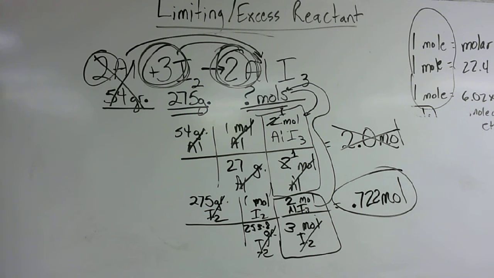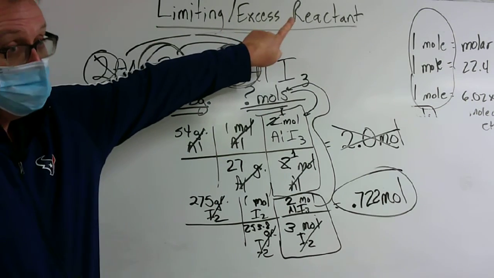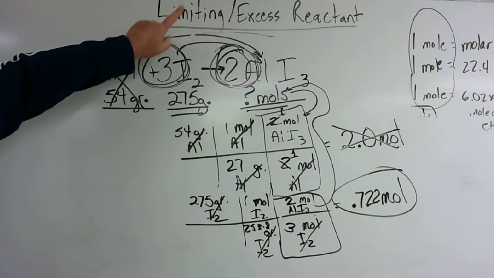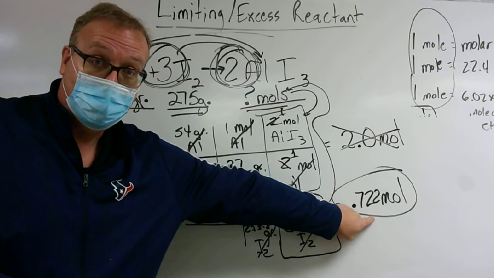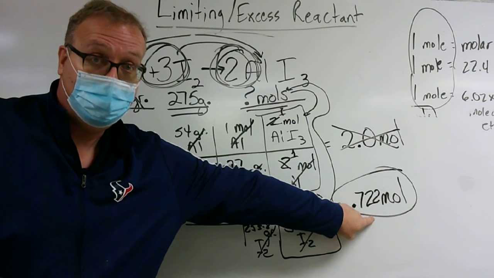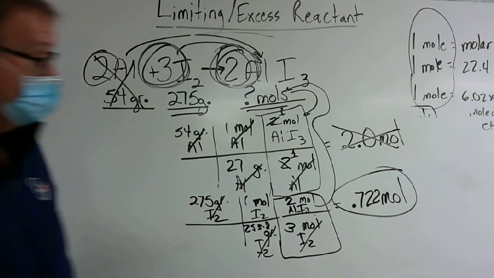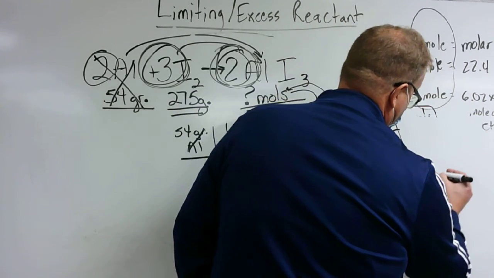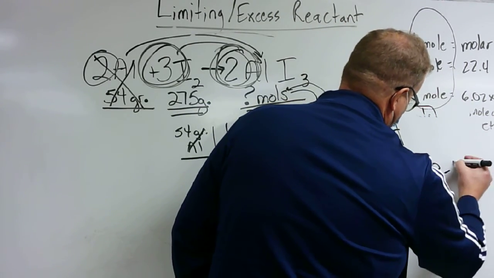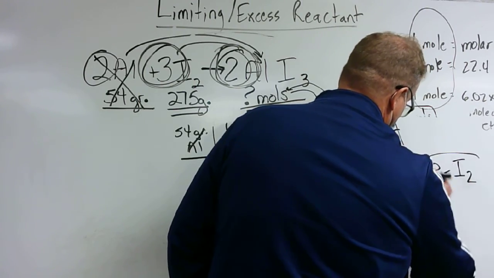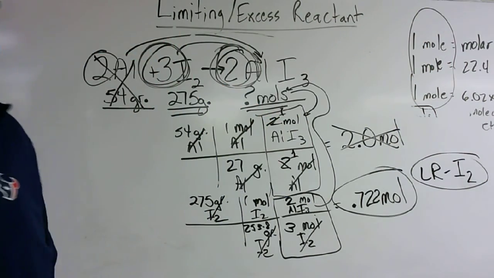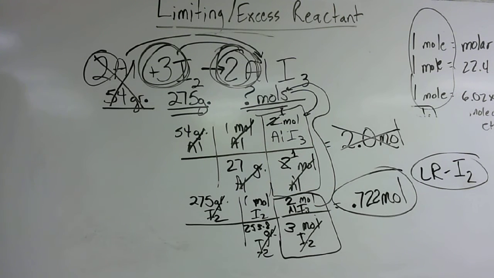Now you also have some clues as far as which one these are. Limiting starts with an L. That is my lowest one. What created the lowest one? My I2. So we call this a limiting reactant. And it's not the number, it is the element or whatever else it is.